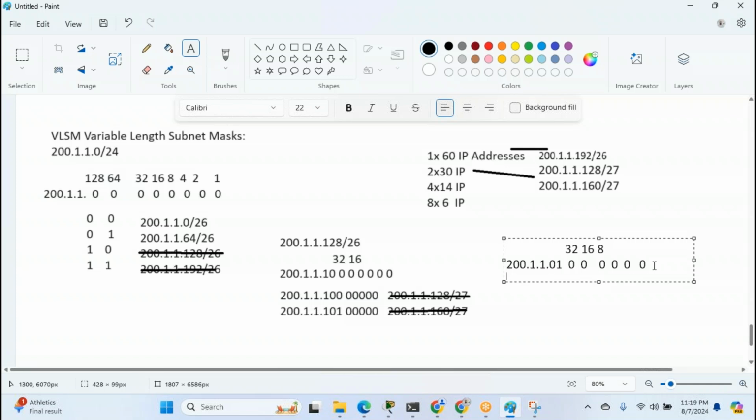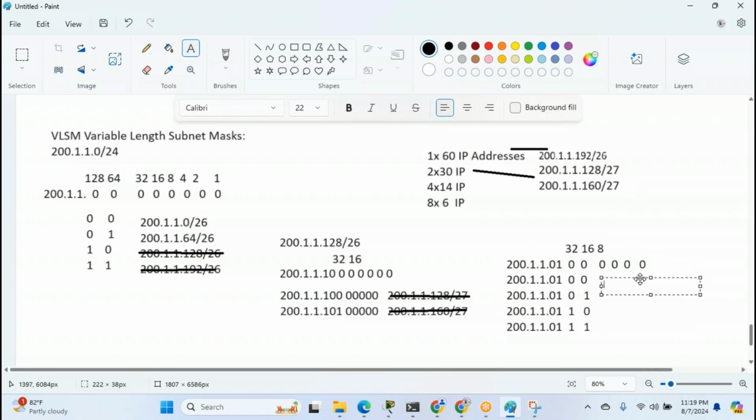So what are the possible combinations? 200.1.1.01, so this is already part of the network. We can consider this the first combination: it can be 0, 0. Then 200.1.1.01, which is already the network portion; it can be 0, 1. Then 1, 0. And then this one is 1 and the other one is also 1.